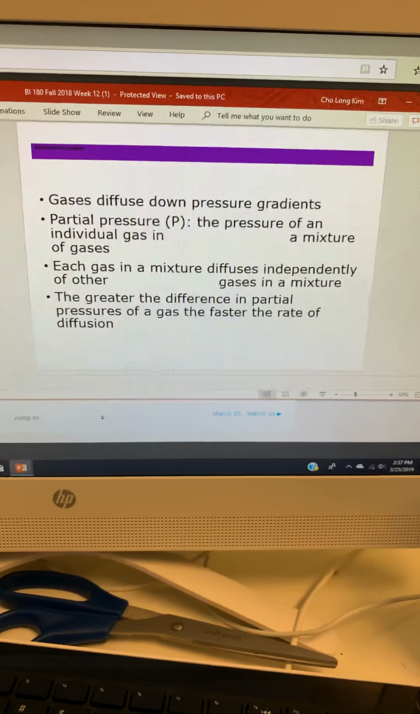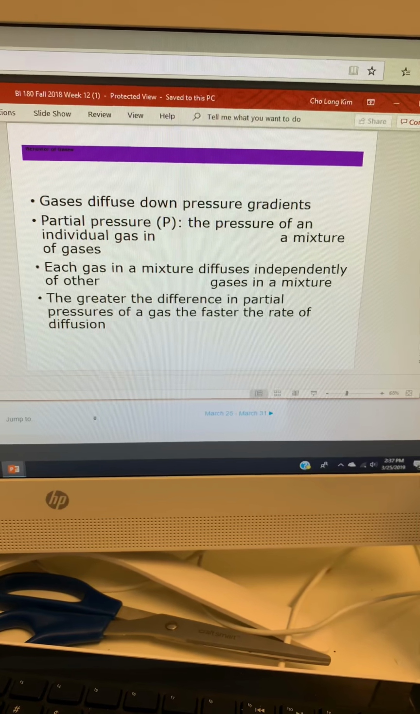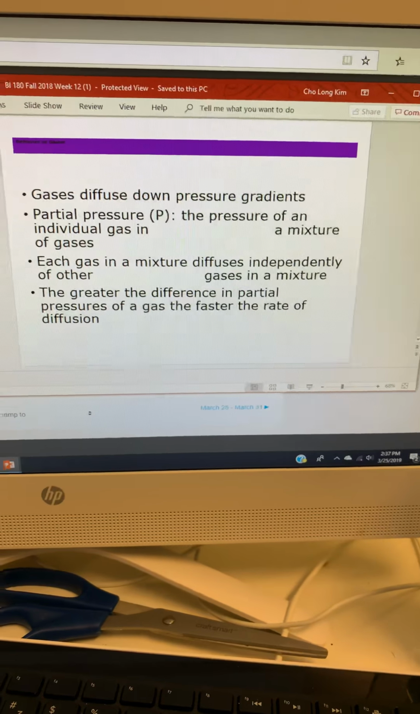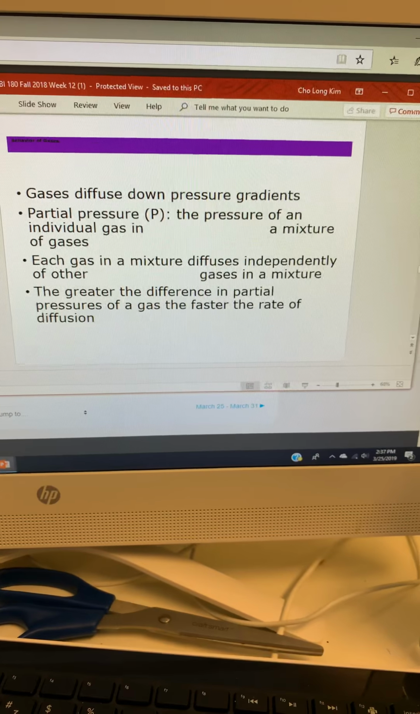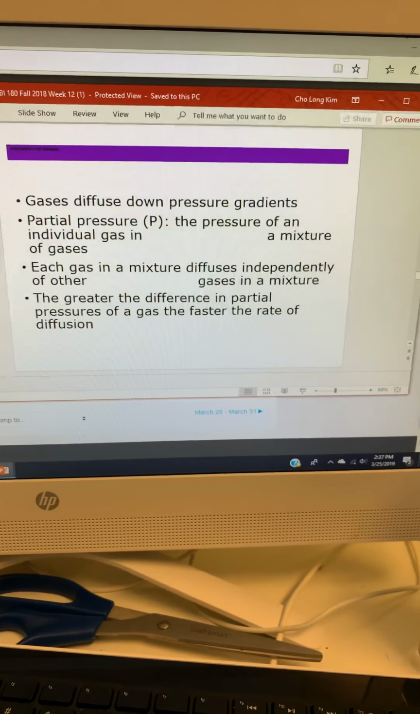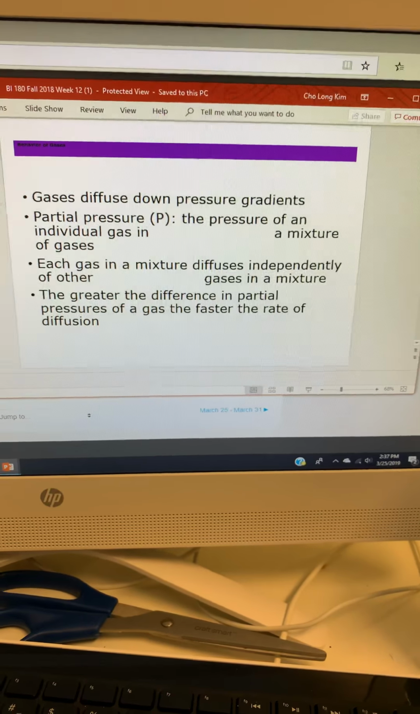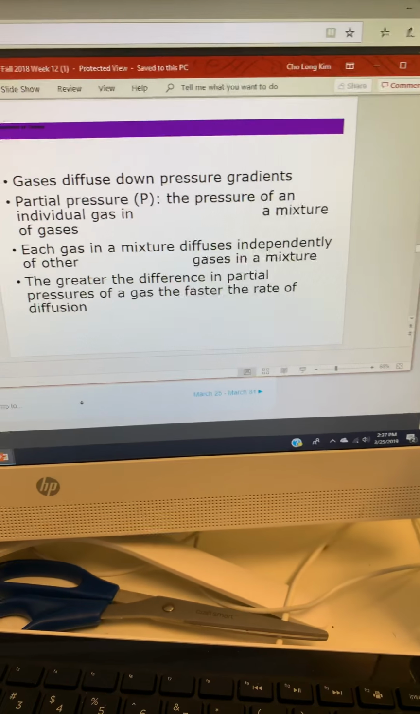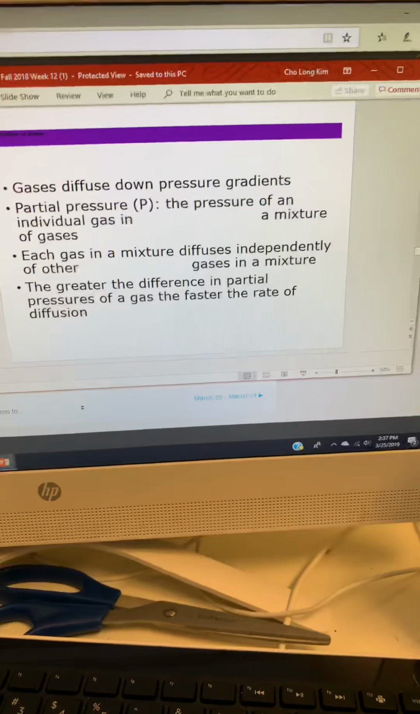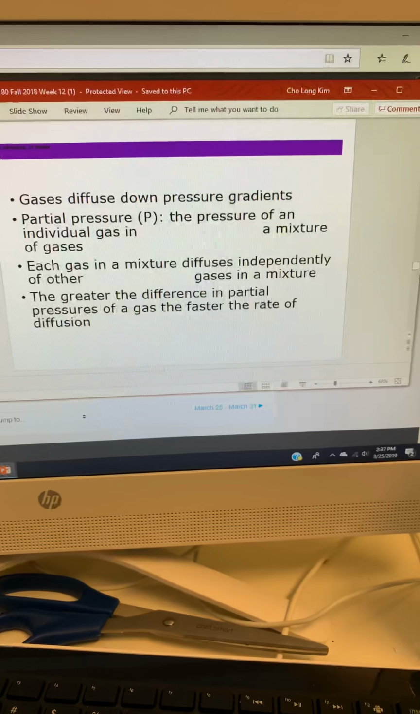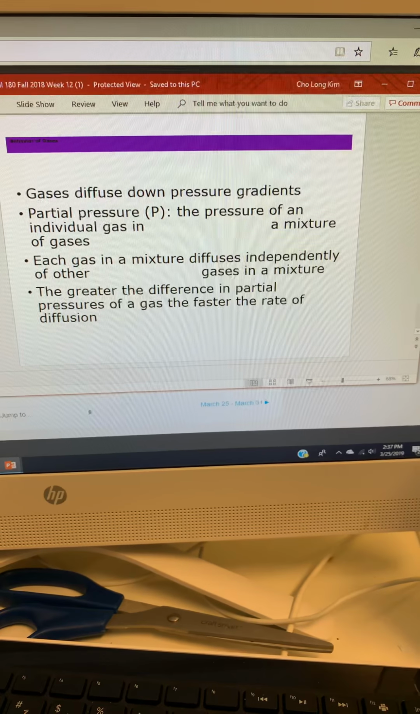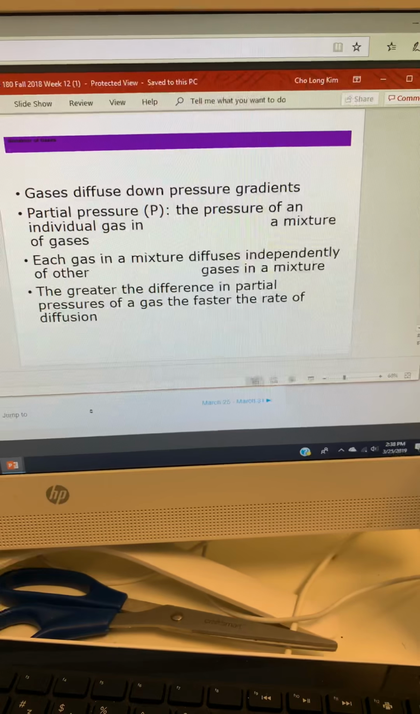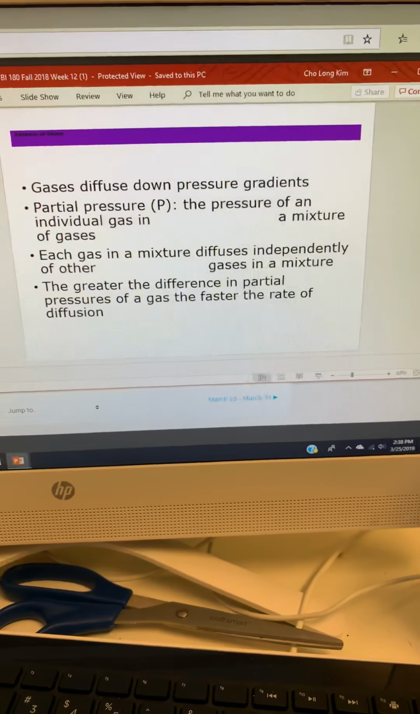Okay, gases diffuse down the pressure gradients. We talked about it. Partial pressure, P, is the pressure from an individual gas in a mixture of gases. Each gas in a mixture diffuses independently of the other gases. So it doesn't matter how much gas and what other gases are in there, it will move independently. And the greater the difference in the partial pressures of a gas, the faster the rate of diffusion.